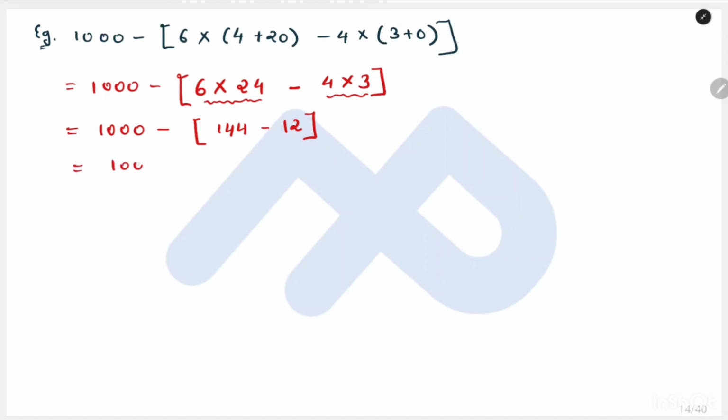So now this 1000 minus, now 144 minus 12 will be solved first. 144 minus 12 is 132. So we have solved the brackets. Now there is only one operation left, that is subtraction. So 1000 minus 132 will be 868. Clear? So this is your final answer.